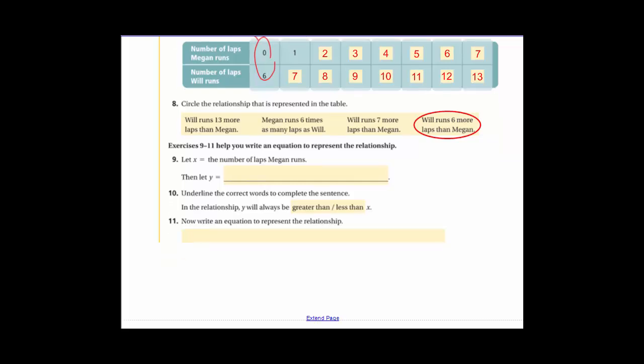All right, let's look at questions 9 to 11. If we let x represent the number of laps that Megan runs, then what would y represent? Well, that makes sense. It would be the number of laps that Will runs. So now we want to underline the correct word to complete the sentence. In this relationship between the number of laps that Megan runs and the number of laps that Will runs, y, that's the number of laps that Will runs, will always be greater than or less than x, which is the number of laps that Megan runs. Well, since Will started running first, the number of laps that he runs will always be greater than the number of laps that she runs.